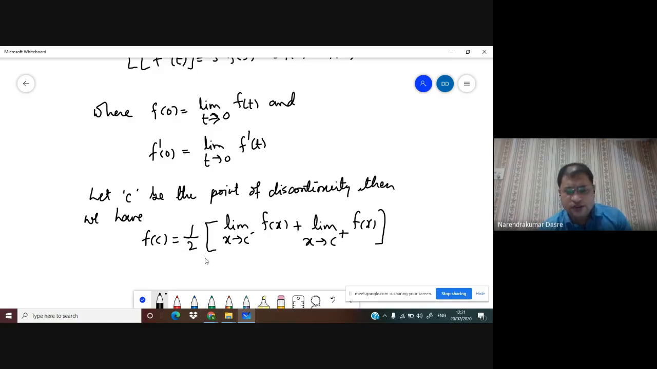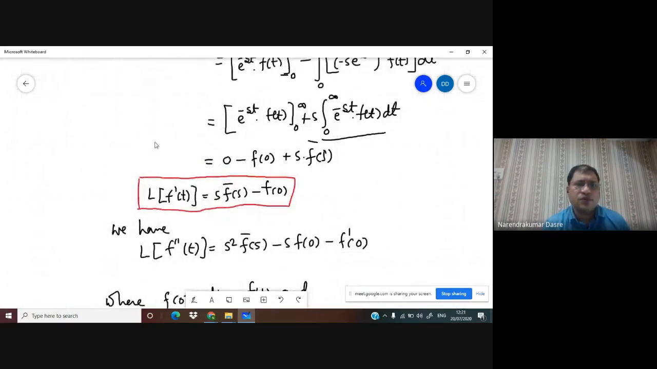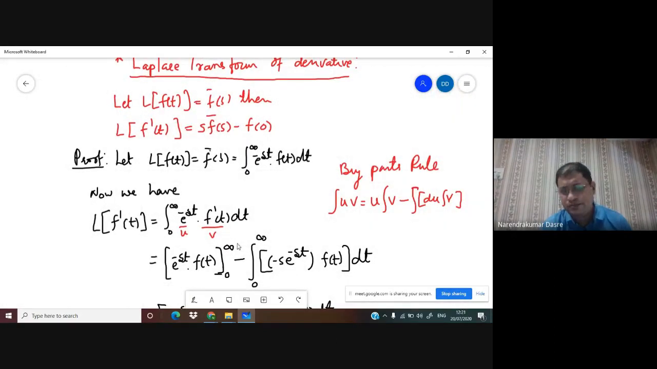Whenever c is a point of discontinuity, we have to consider this term. Okay, so I hope you are able to get this property. Are you able to get this property? Okay, that's great. Good. Now let us try an example based on this.